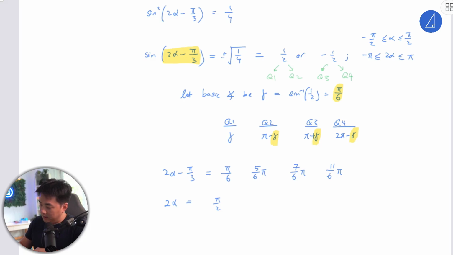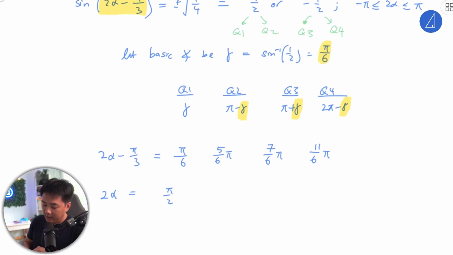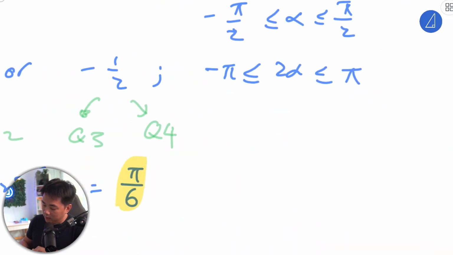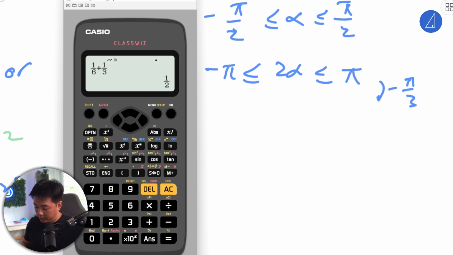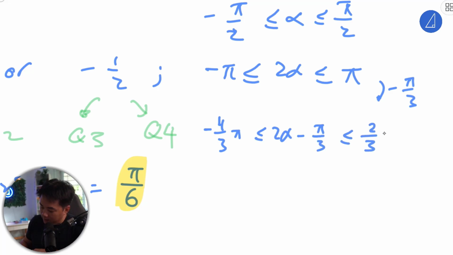So what I'll suggest is from here, 2 alpha. Once you open up the sine here, you just minus off pi over 3 over here. Okay, so we can evaluate. So you just put minus 1 minus 1/3 here. You get minus 4/3 pi, 2 alpha minus pi over 3, then this will be 2/3 pi.